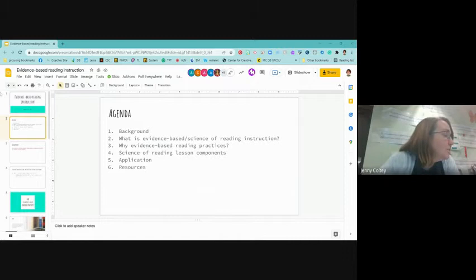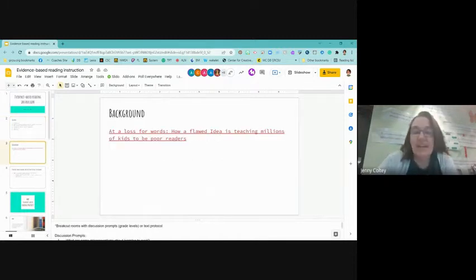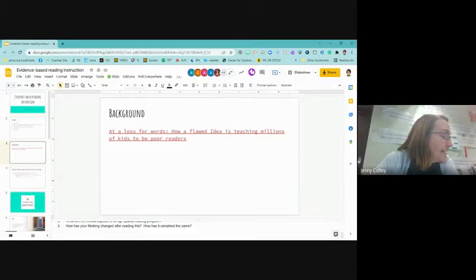Down on the third slide, in red, that's a link. When we come back, we're going to discuss a couple of questions. What was your biggest takeaway? What are some of the aspects of a high quality reading program? And how has your thinking changed after reading this, and how has it remained the same? While you're reading it, those are the things you're going to be thinking of.